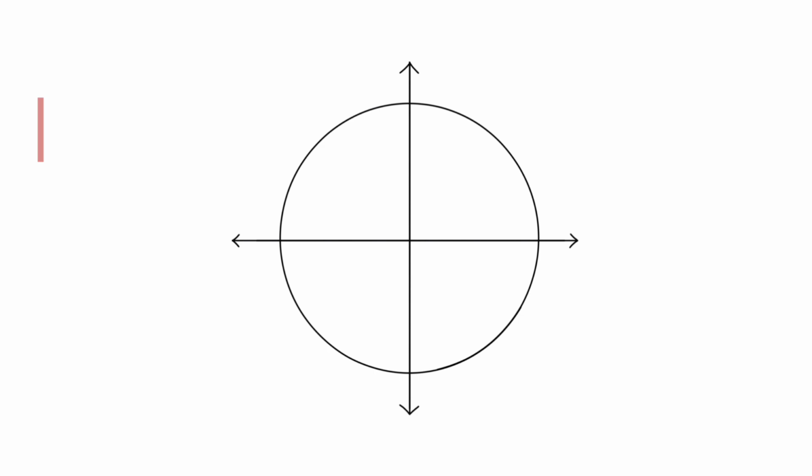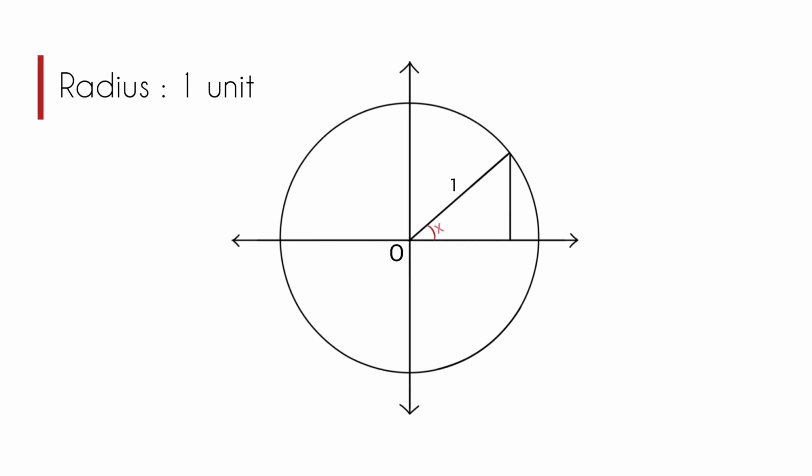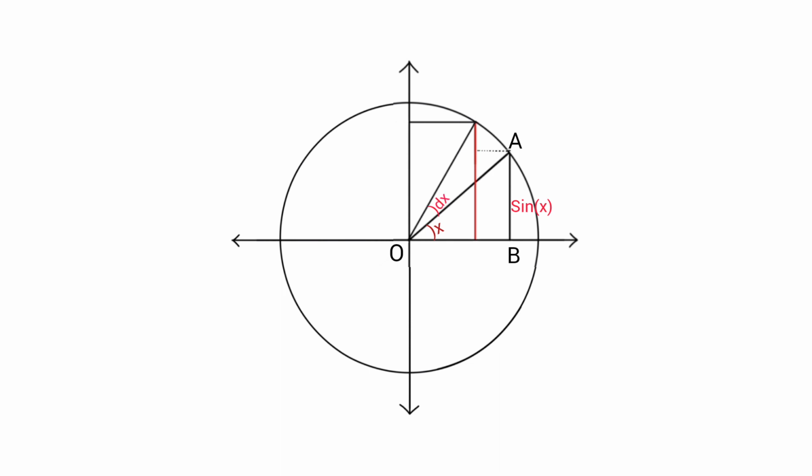Imagine a unit circle with a radius of 1 unit where the hypotenuse subtends an angle of x radians. The opposite side, denoted as AB, corresponds to the value of sine x. Now, let's increase the angle by a small value dx, leading to a new side, CD, representing sine x plus dx.